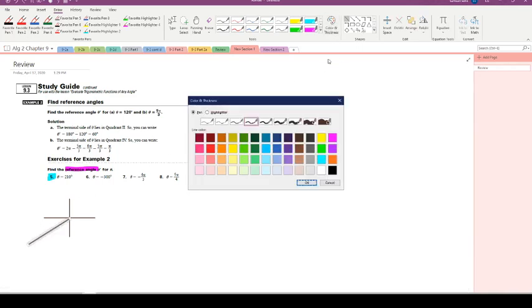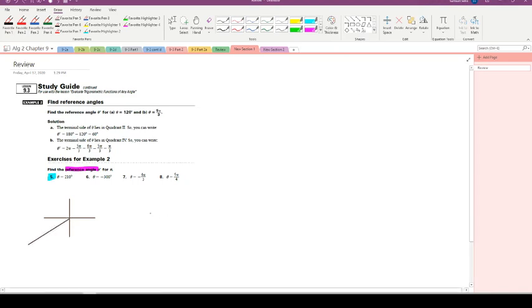Then we're going to draw a right triangle. So we're going to draw another line, and this time we're going to draw a line from here down. And then I'm going to draw this, so it's like that. There's my right triangle.